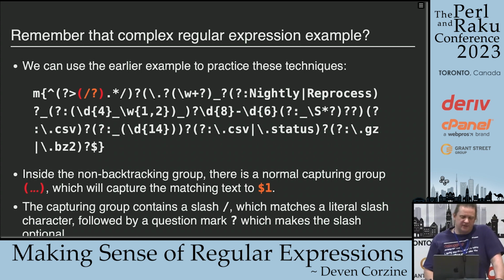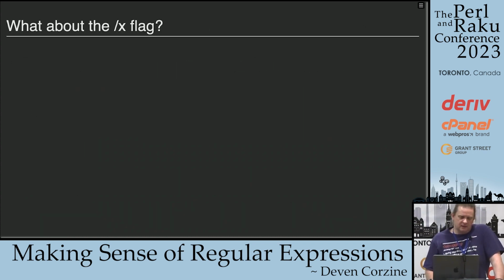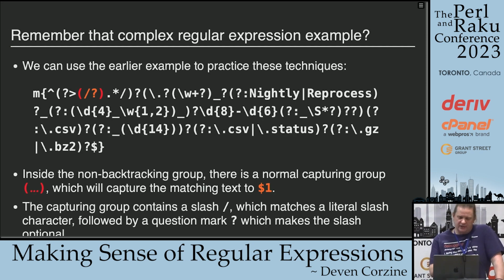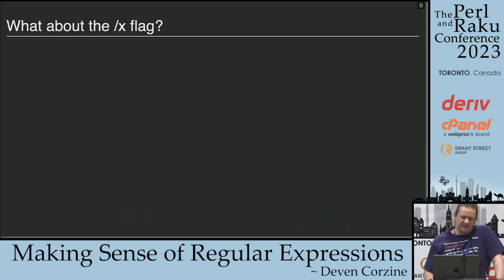But inside that non-backtracking group, there is a normal capturing group, which will capture the matching text to $1. The capturing group contains a slash, which matches a literal slash character, as mentioned before, followed by a question mark, which is, as you recall, a quantifier, which makes that slash character optional. I was going to do a walkthrough of the rest of this, but I ran out of time to make the slides. But that's the general technique.